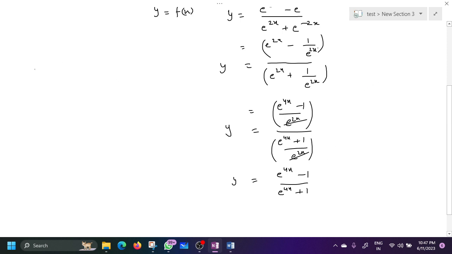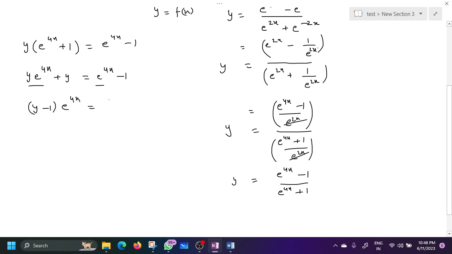Now you can cross multiply here. I am solving it again. y times e^(4x) plus 1 gives you e^(4x) minus 1. So you take this bracket and open it. You will get y e^(4x) plus y is equal to e^(4x) minus 1, and then you have to take out e^(4x) common from these two terms. So you will get (y minus 1) e^(4x), and then you have minus 1 left here, and this y goes on the other side, so it will become minus y.